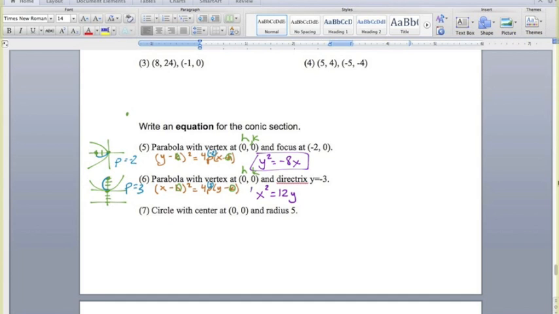So p is the distance from the vertex to the focus. So we don't necessarily just want to take the number in there unless our vertex is at 0, 0. Otherwise, we'd want to think about measuring a distance.